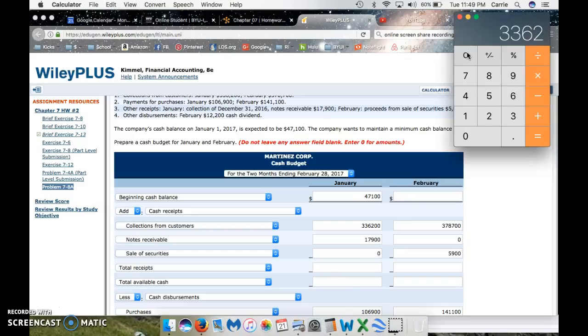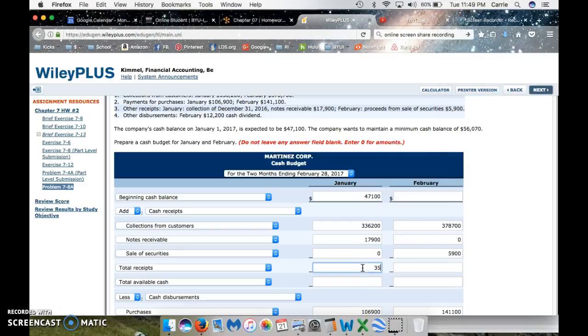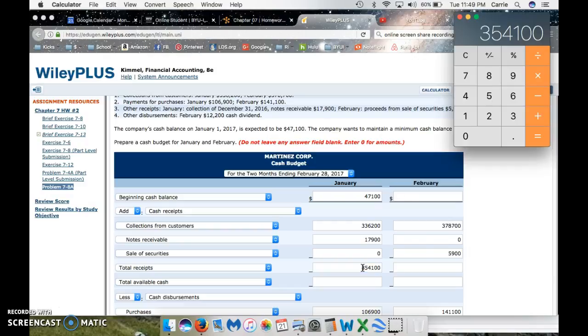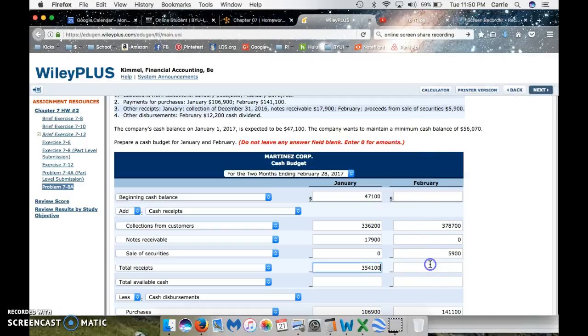Okay, so now we can add up our receipts. So 3362, so we'll get January's column. We've only got the 2 items because one is 0. What was that? 354.1, 354.1, and February, 78.7 plus 59, so 384.6.